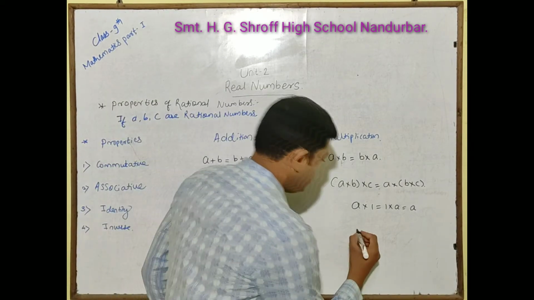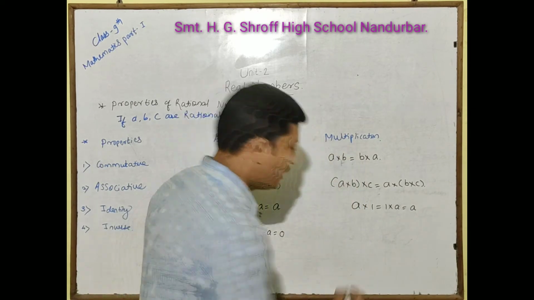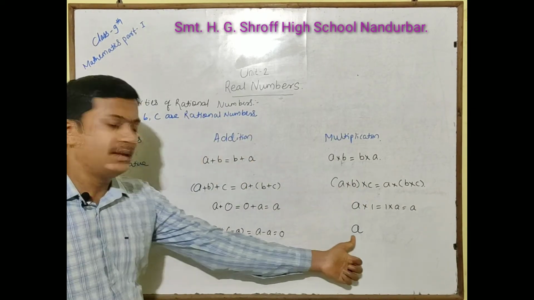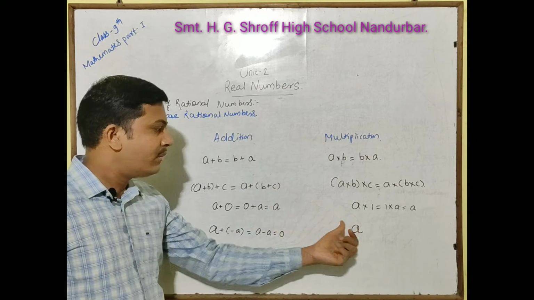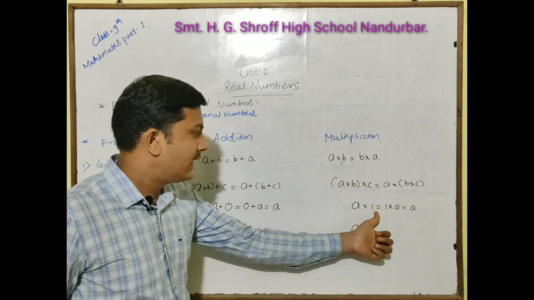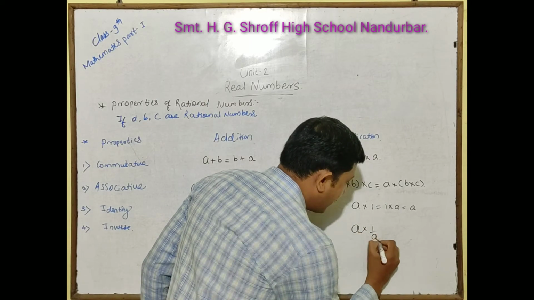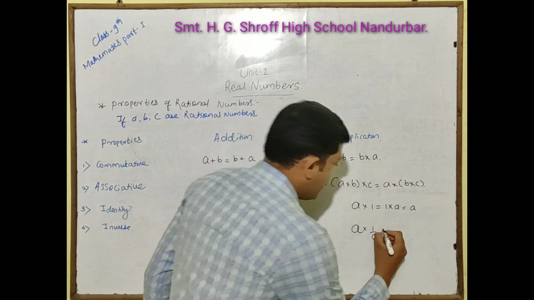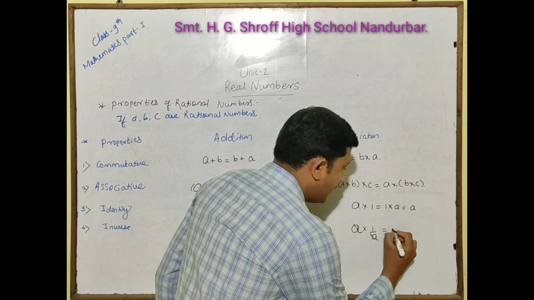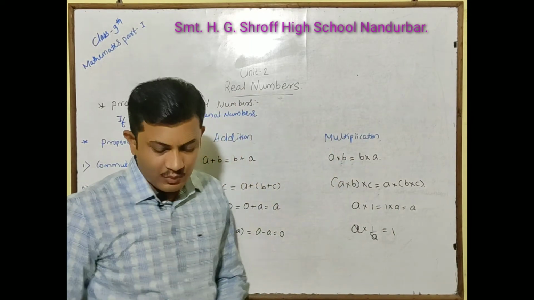Same way, the multiplicative inverse is what? If you take the rational number A, then what such number will we multiply so that we get 1? Inverse of A, multiplicative inverse, so that here we get the answer as 1.